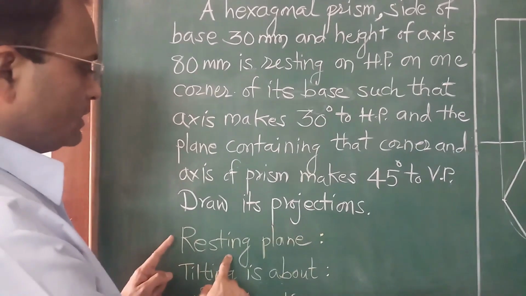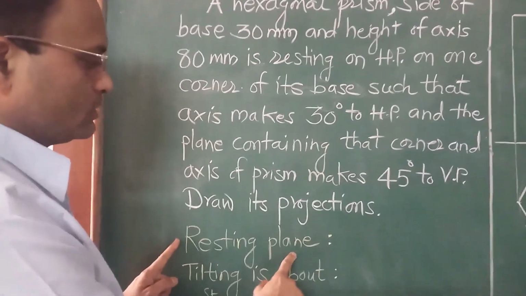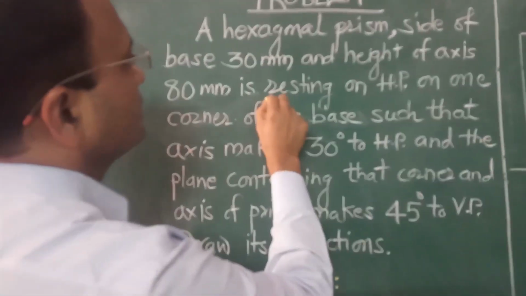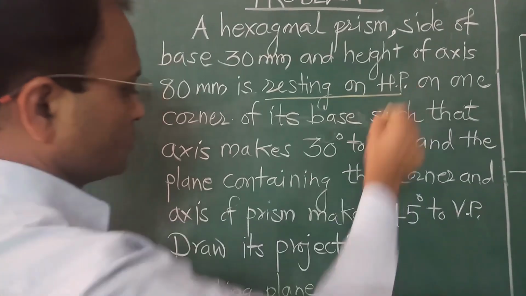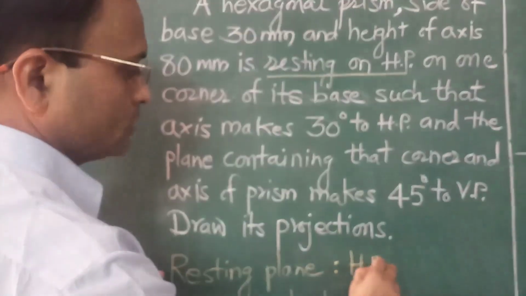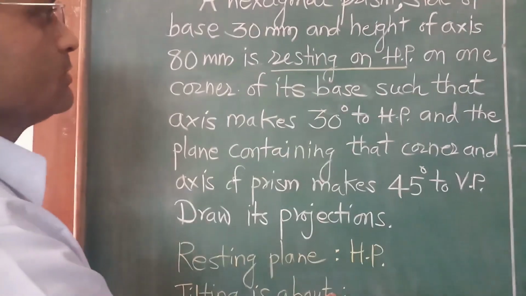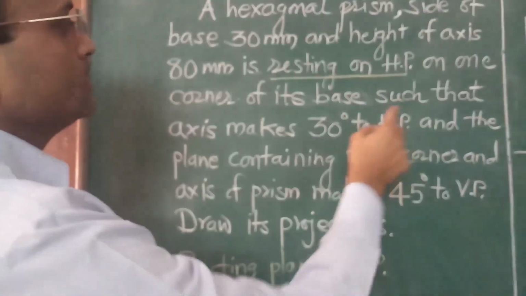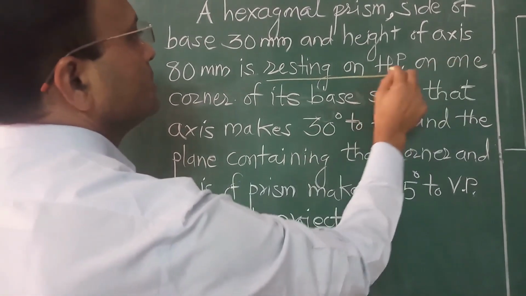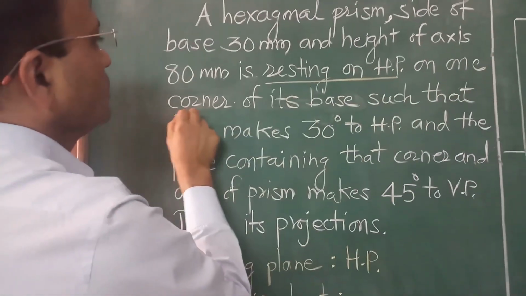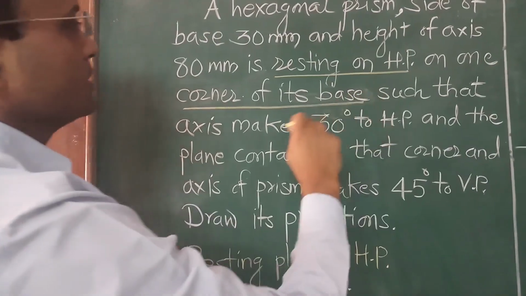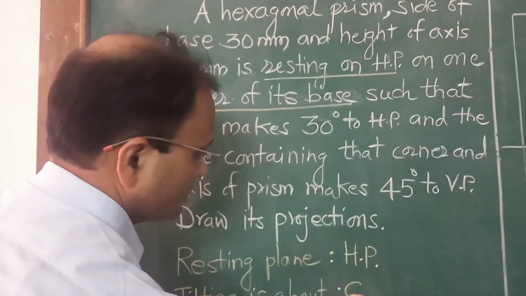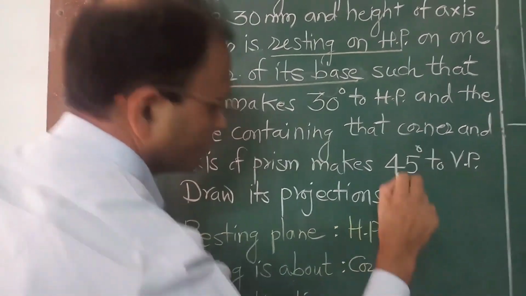Now let us first of all analyze the problem. We have to first of all see which is the resting plane. Here it is clearly mentioned that it is resting on HP. So resting plane is no doubt the horizontal plane. Then we have to decide whether tilting is about edge or corner. In this case it is resting on HP on one corner of its base. That means it is only resting on a corner. It means we have to tilt it about a corner. So tilting is about corner.